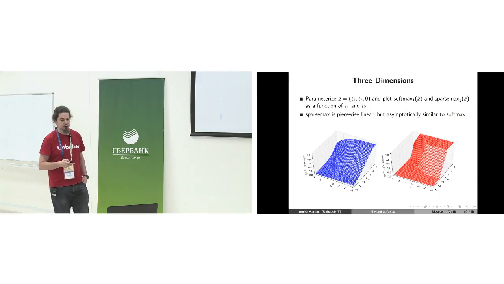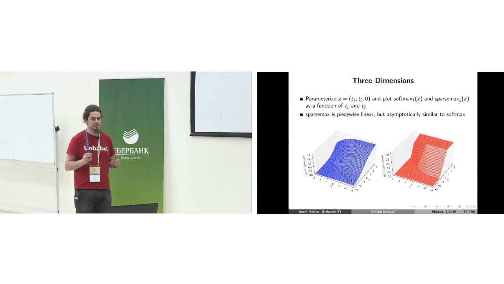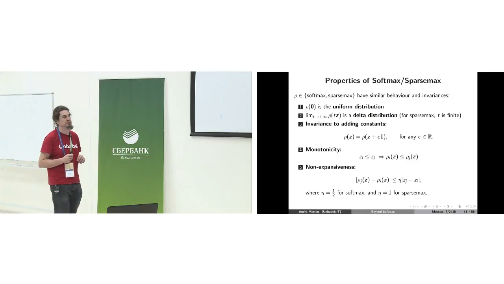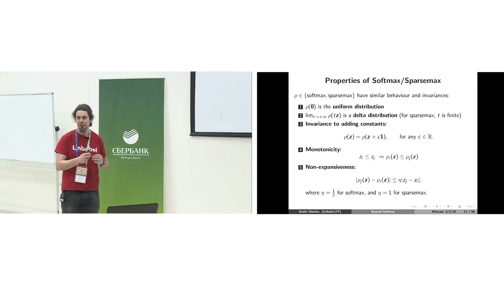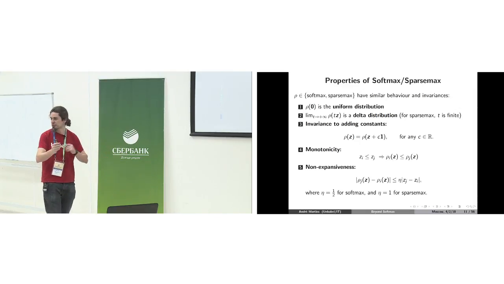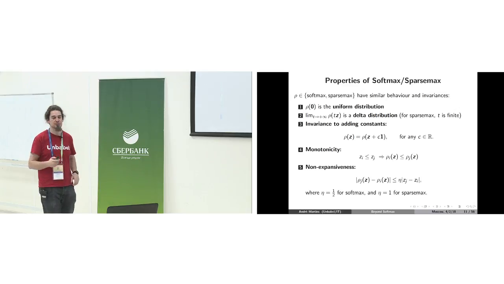So you can go a little bit more formal and derive some theoretical properties of these transformations. Some of these properties are nice to have. For example, if z is a vector of all zeros, then both for softmax and Sparsemax, we get the uniform distribution in the end. This makes sense, right? If all coordinates have the same value, then there's no reason why we should assign more probability to some and less to others.